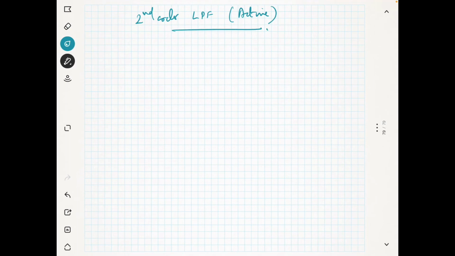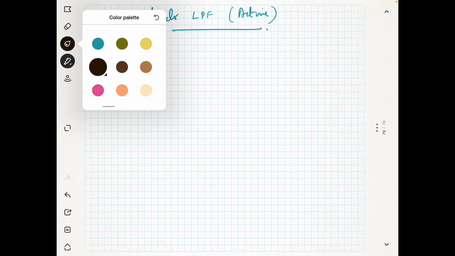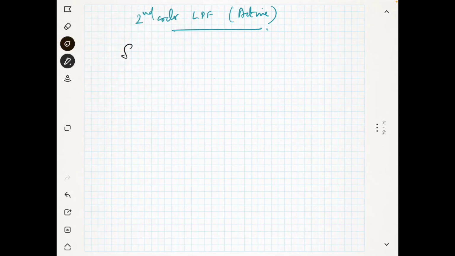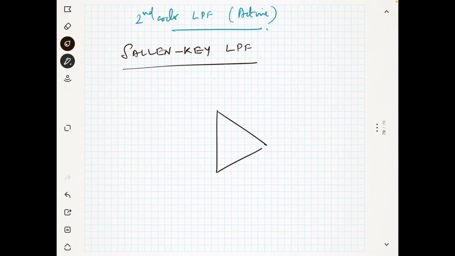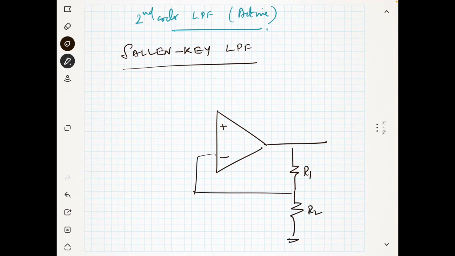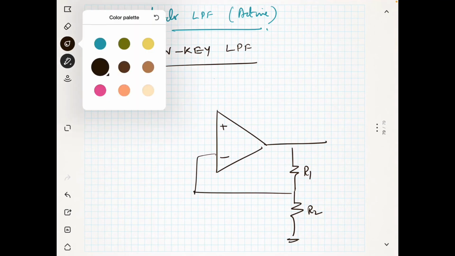We will call this second order filter with another name also. It is the Sallen-Key low pass filter. This is an active filter. This is the name of this filter anyway. So, I told you again we have plus minus, this is R1, this is R2, we have a negative feedback. That's it. Now, we have the input.